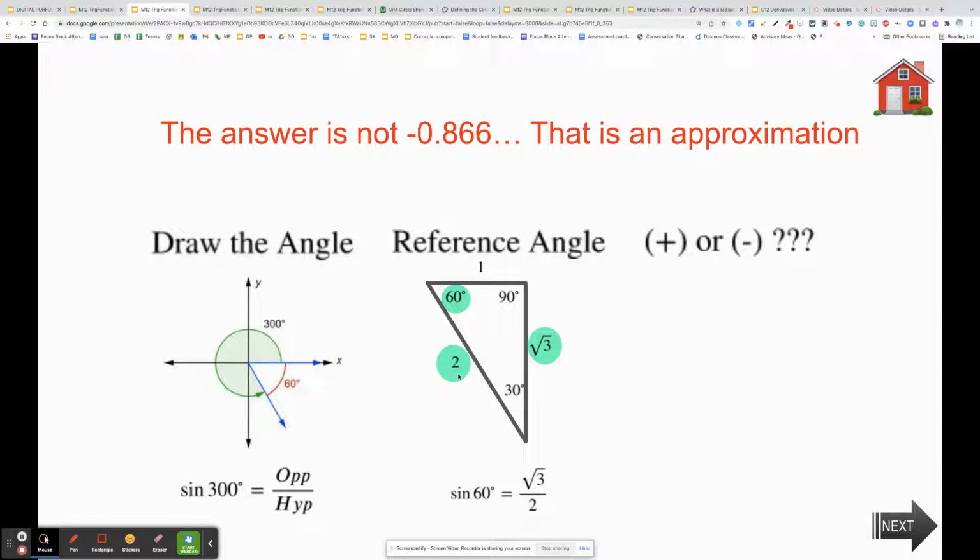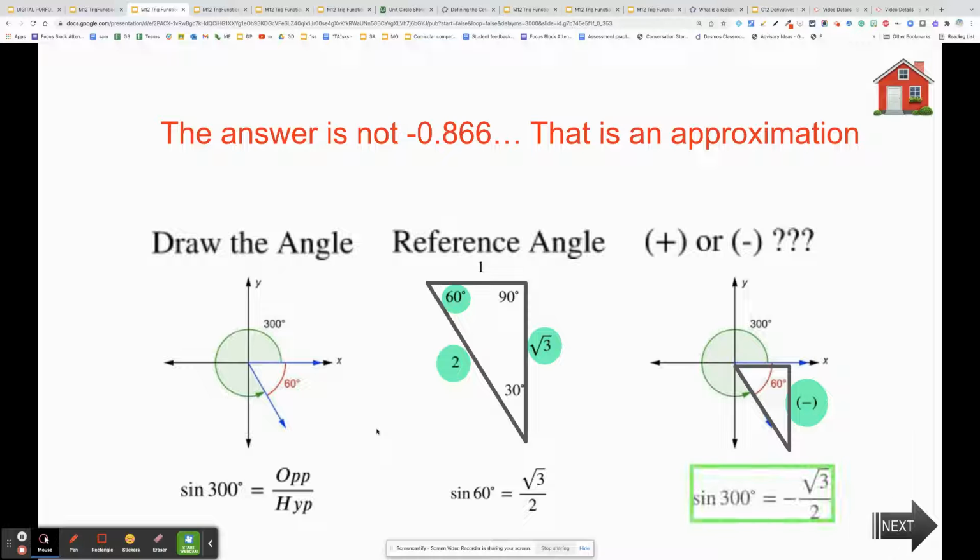But the question is, is it positive or negative? Well, what quadrant are we in? We're in the fourth quadrant. The opposite side is negative. So we know that this ratio needs to create a negative root 3 over 2. And that is the exact answer to sine 300.